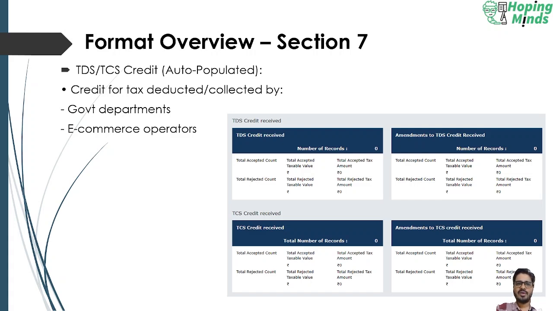So, credit for tax deducted and collected by the government departments or e-commerce operator appears here in section 7, and we have to accept or reject the records to claim the TDS deducted from our bill.